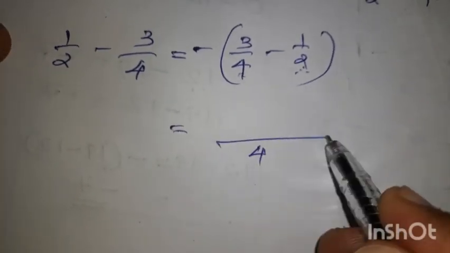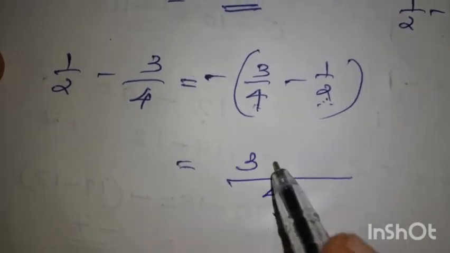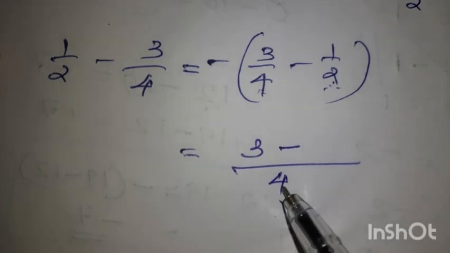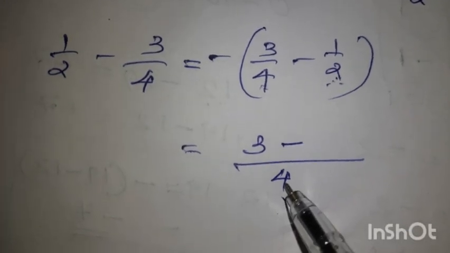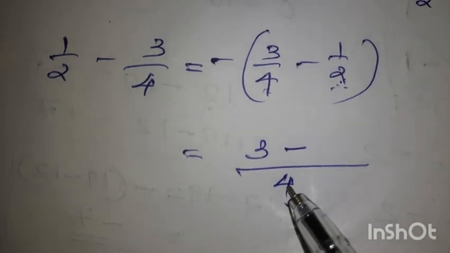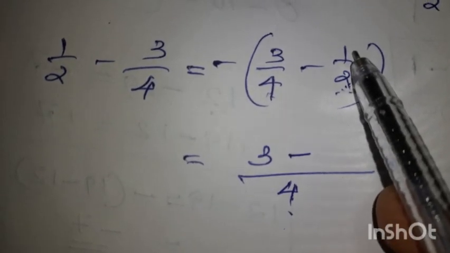So out of 4, the denominator is same. So numerator we can write like that. Here the denominator is 2. We should get the denominator 4. So which number you have to multiply? If you multiply 2, we will get the denominator 4. Okay. The same 2 you have to multiply with the numerator also.